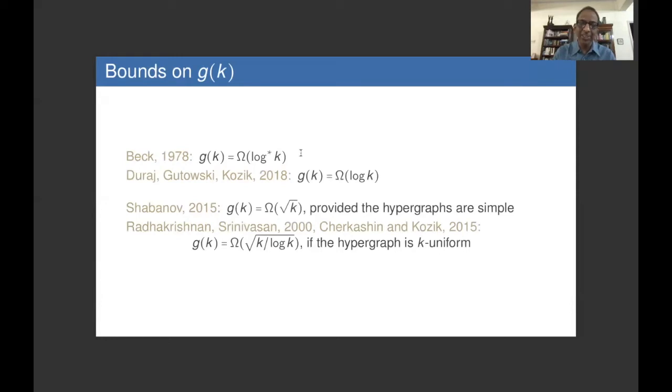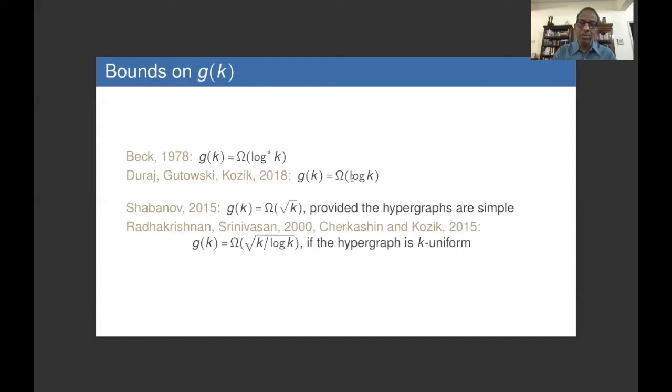So let me say it again. If a hypergraph, all of whose edges have at least k vertices, has the property that a random coloring leaves fewer than log* k edges monochromatic, then that hypergraph admits a two-coloring. This result was improved to log k recently.